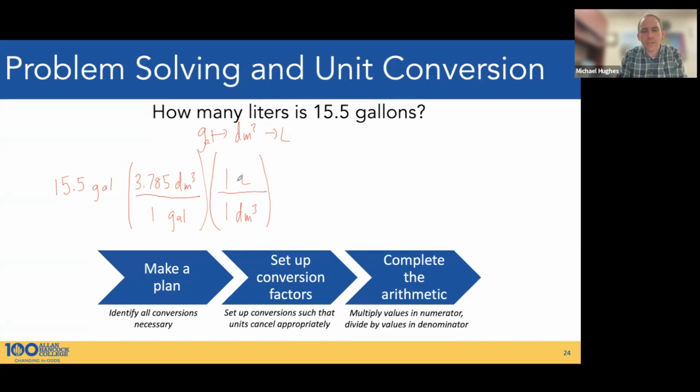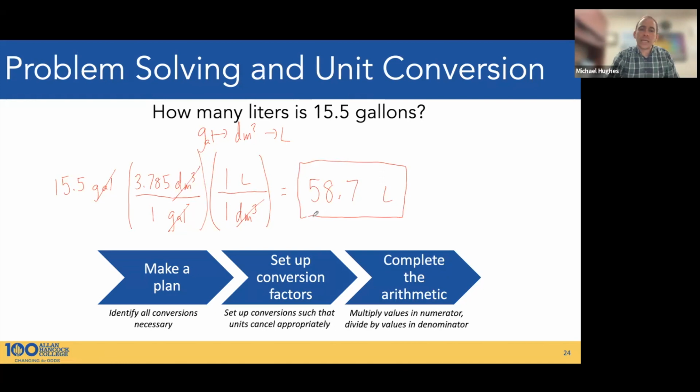Now let's check these units. Gallons cancel with gallons. Decameter cubed cancels with decameter cubed and leaves liters out. Of course, we're dividing by 1 and multiplying by 1. So this isn't a very exciting unit conversion, but it does change us from cubic volume to liters, and we get 58.7 liters. When we multiply 15.5 times 3.785 divided by 1 times 1 divided by 1, we get 58.7 liters.